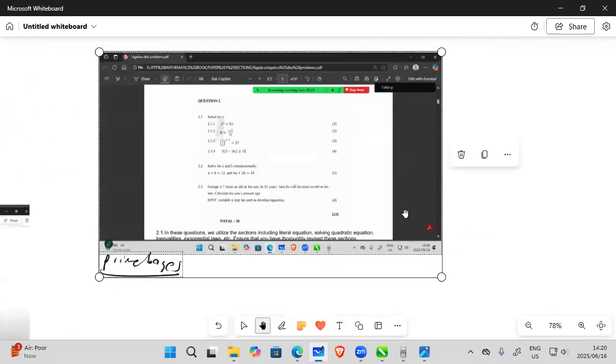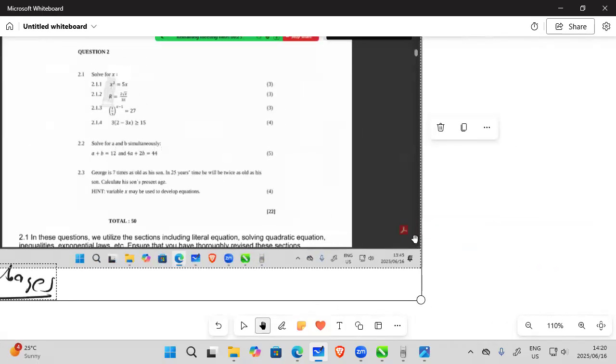Okay, let's do this. All right, George is 7 times as old as his son, and in 25 years' time, he will be twice as old as his son. Calculate his son's present age.